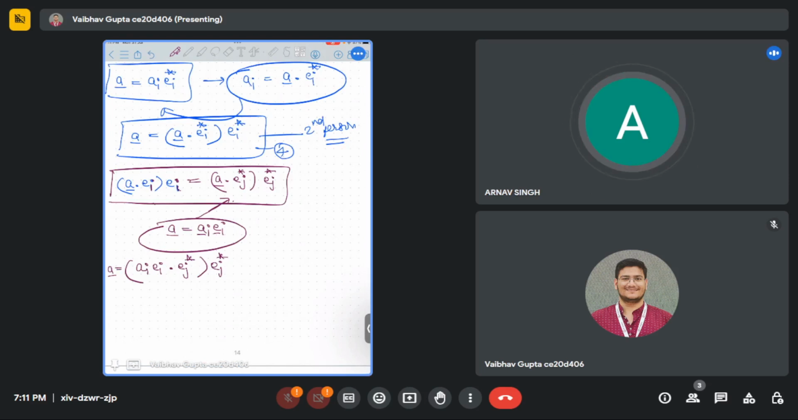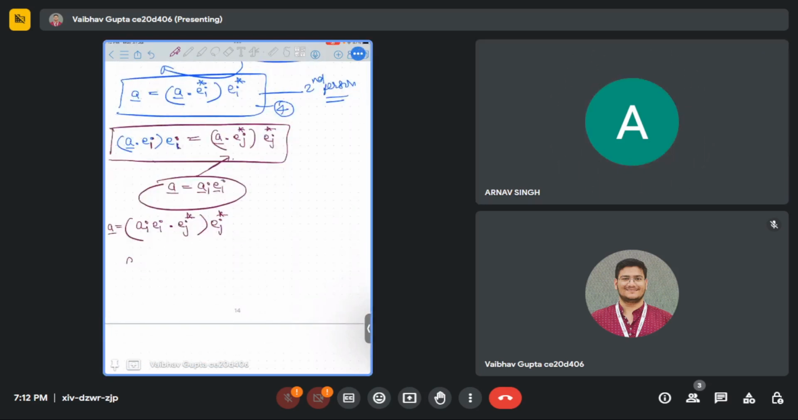Now if I want the AB star vector, some other vector, what will it be? It is nothing but the projection of A on the EB star vector. What is the AB star vector? It's nothing but the projection of the A vector on the EB star vector. Now what is A? It's nothing but AI EI, EJ star, here EJ star dotted with EB star.